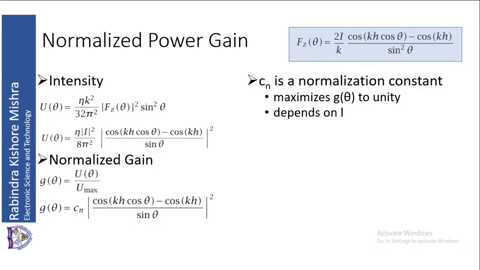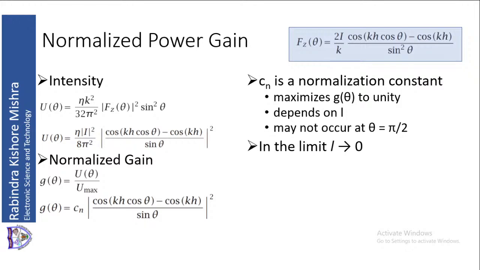This depends on the length L, and this may not occur at θ equal to π by 2. In case of the Hertzian dipole, the maximum was occurring at θ equal to π by 2. In this case, it may or may not occur at θ equal to π by 2, depending on h.